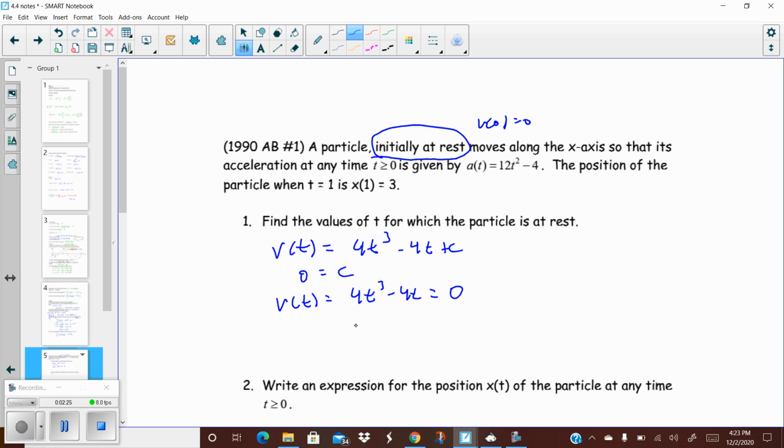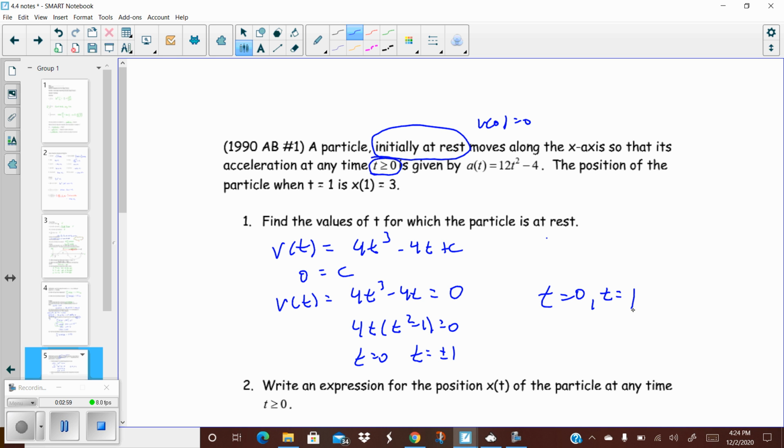Do a little bit of factoring. Pull a 4t out. That'll leave us with t squared minus 1. So either t is going to be 0 or t is going to be plus or minus 1. Now, our domain here is t greater than or equal to 0, so the minus 1 for t doesn't make any sense. So the times where the particle is going to be at rest are t equals 0 and t equals 1. Those are the times where the particle is at rest.